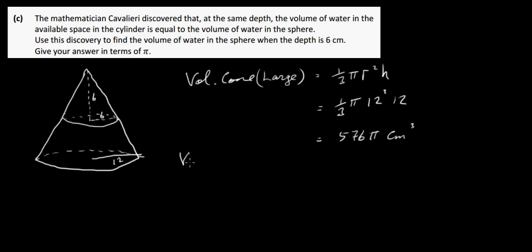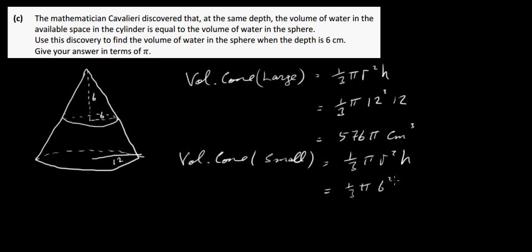So the volume of the small cone then, again is 1/3 pi r squared h. You may notice that I more often than not write down the formula here. It's a good idea to write the formula down whenever there is one. So we have 1/3 here, we have pi here. The radius of the small cone is 6, so it's 6 squared, and the height is also 6. So when you work this out, you get 72 pi centimeters cubed.